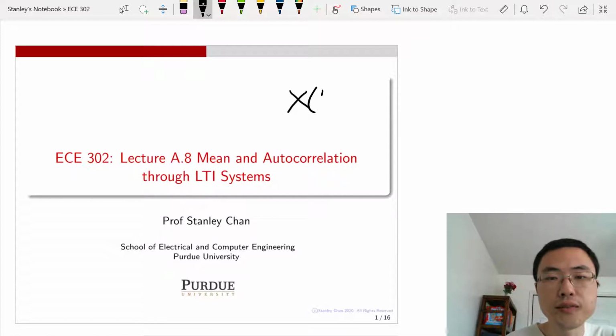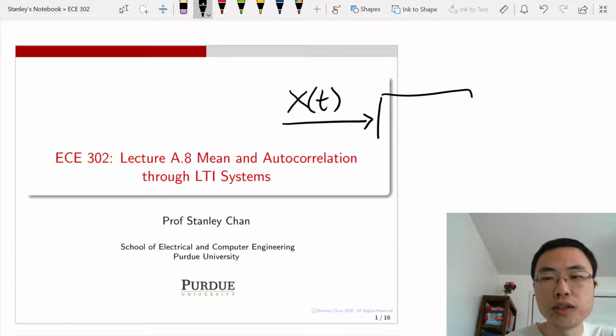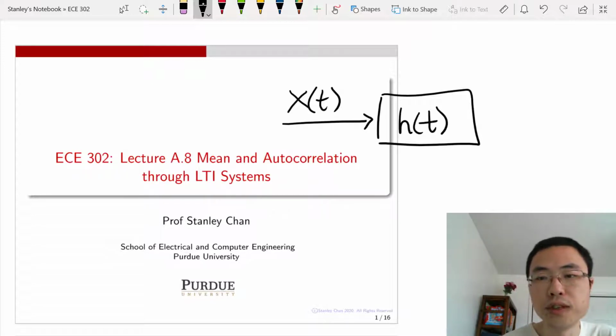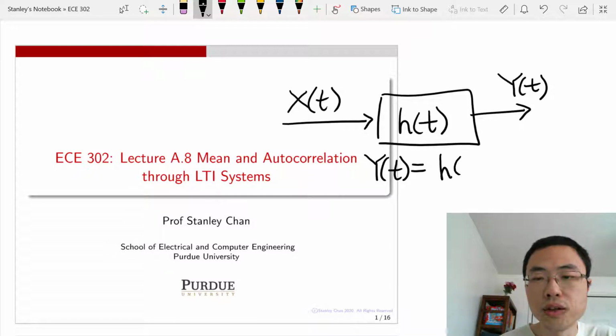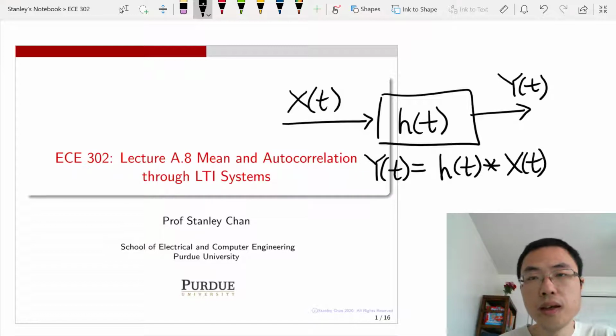You have a random process x of t. It goes through a system which is characterized by an impulse function h of t, and then you get an output y of t. And in the last lecture, we talked about this convolution operation, which is that your output y of t can be written as the convolution between h of t and x of t. This applies to any random process, but in particular for wide-sense stationary processes, we have some very nice properties that we are going to explore in today's lecture.